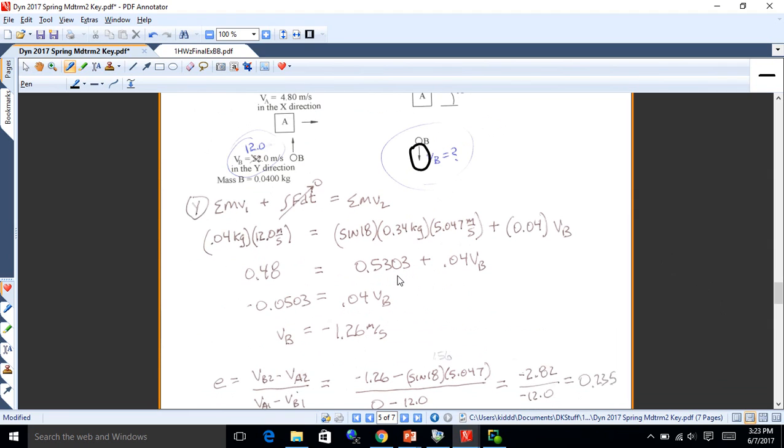So we're going to have 0.4 kilograms times 12 meters per second. There's no impulse because there's 2 objects that we're analyzing together. So the force of A on B is the negative of the force of B on A. So that zeroes out, and then that equals sine 18 times 0.34, which is the mass of A, times 5.047, then plus 0.04 times whatever VB is. VB2 over here is what we want.